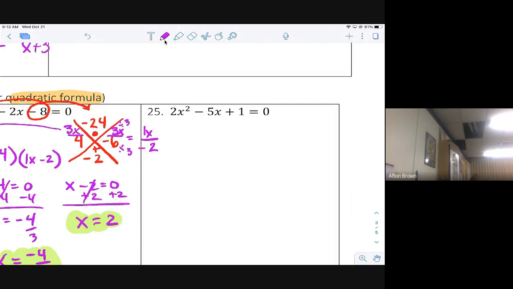So let's see. -b plus or minus the square root of b squared minus 4ac, all over 2a.